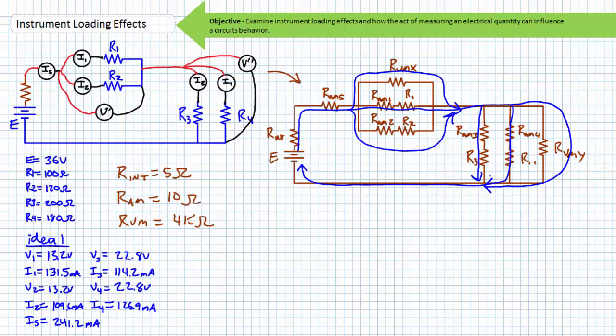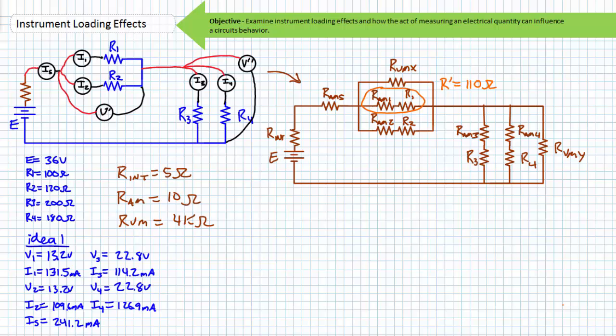These three current paths rejoin and then split again into three other paths. One through voltmeter Y, the second through ammeter 3 and resistor 3, the third through ammeter 4 and resistor 4, and then rejoin. This series combination I'll call R prime with a value of 110 ohms. This series combination I'll call R double prime with a value of 130 ohms. This parallel combination of three paths I will call Rx with a value of approximately 58.7 ohms.